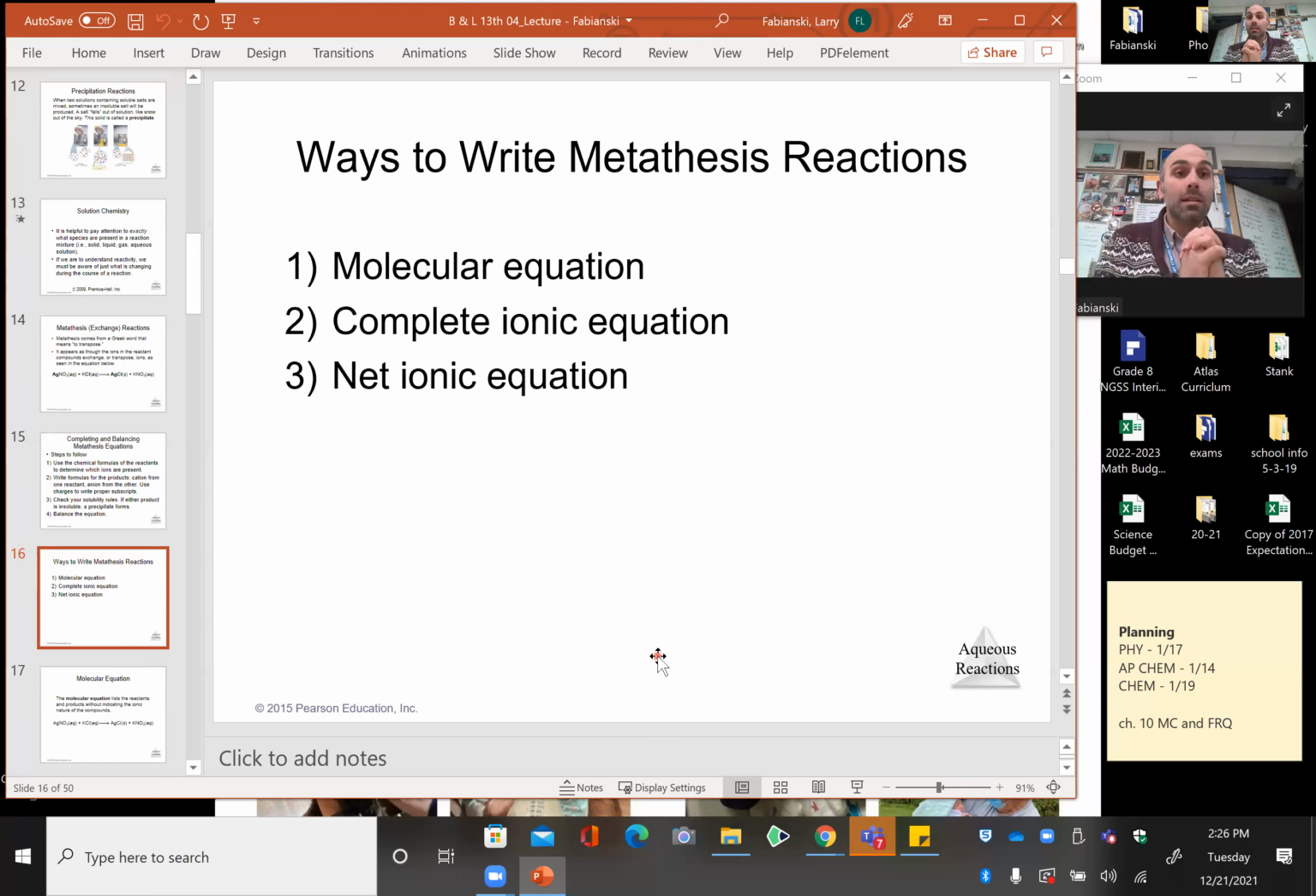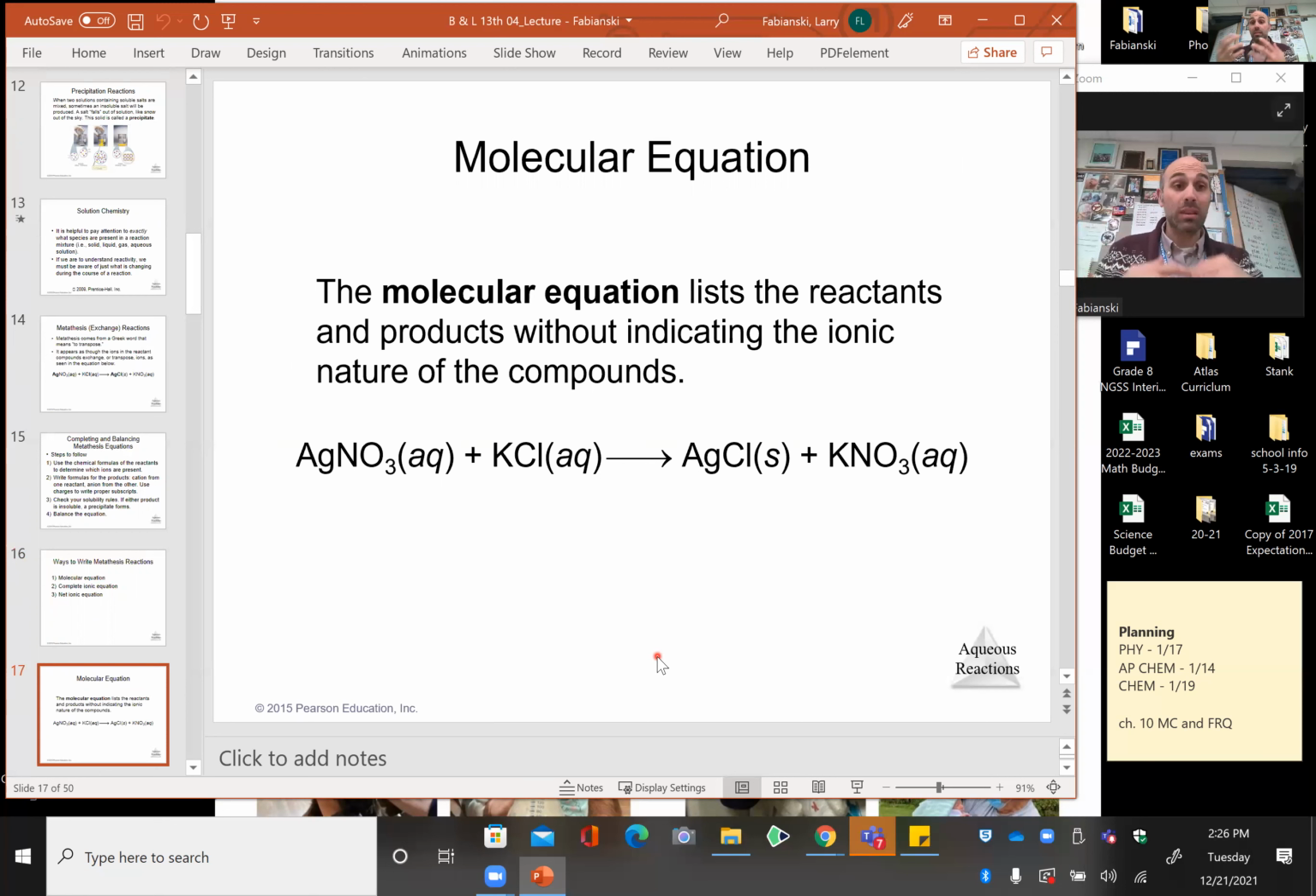So a molecular equation is what you're most familiar with. It lists the reactants. It lists the products. It puts it in a very nice chemical equation, something that you would see in any textbook. When you think of chemistry, this is what you think of. Silver 1 nitrate in the aqueous form plus potassium chloride in the aqueous form react to form or yield the arrow, right? Silver 1 chloride, which precipitates out as a solid, and potassium nitrate, which remains aqueous in solution. That is a molecular equation. The compounds are written as is.